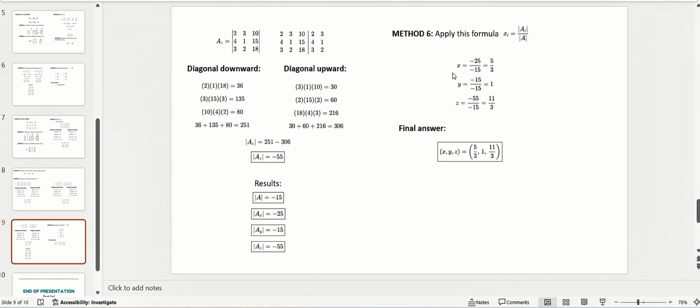So, we conclude that the value sa x, y, and z is 5 over 3, 1, and 11 over 3. So, this is the final answer sa 3 by 3 nga system, or 3 equations and 3 unknowns.